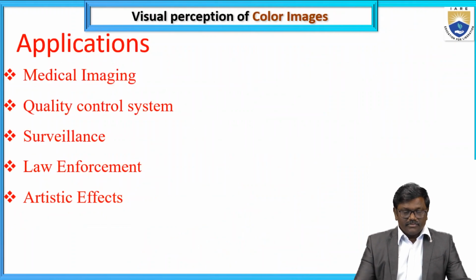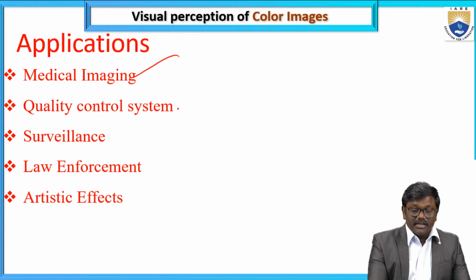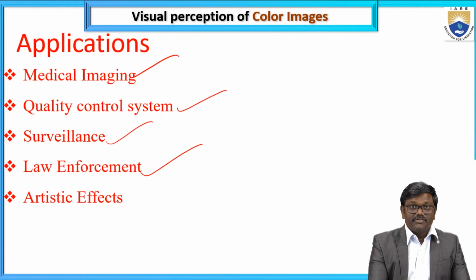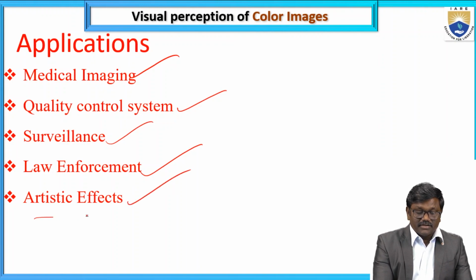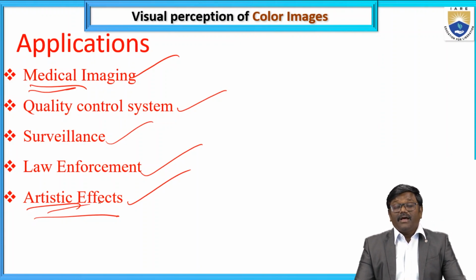Coming to visual perception of color images, we can use it in applications such as medical image processing, quality control systems, surveillance, law enforcement, and, very importantly, artistic work. Medical and artistic effects depend upon human eye observation only. Based on it, we find the perfect color image processing.